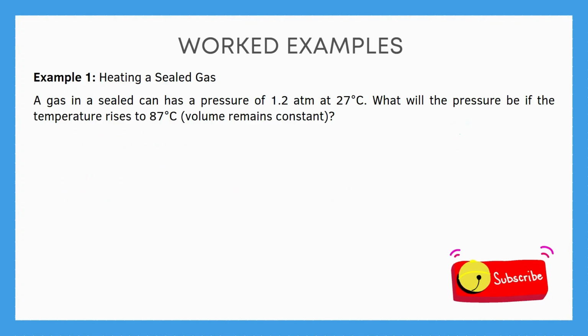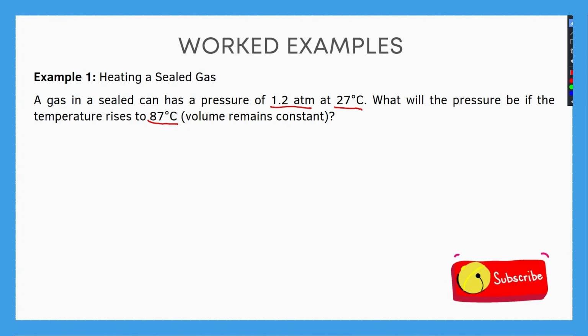So now that we've said that, let's see if we can deal with some questions to apply the concept of the Gay-Lussac's law, and let's see where that will lead us. So we have the first example over here. Example number 1 states that we have a sealed gas, and it says a gas in a sealed can has a pressure of 1.2 atmospheres at 27 degrees Celsius. What will the pressure be if the temperature rises to 87 degrees Celsius? Volume remains constant. So let's get our variables aligned out.